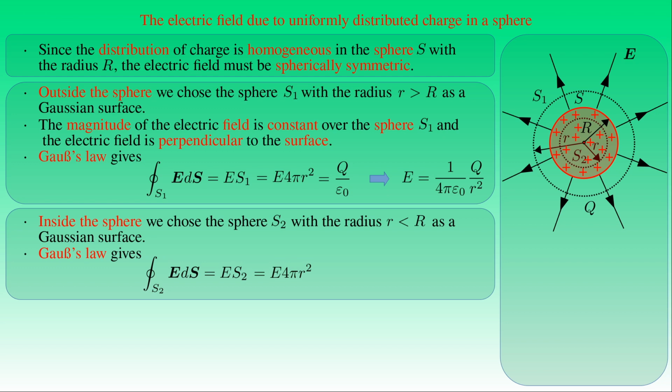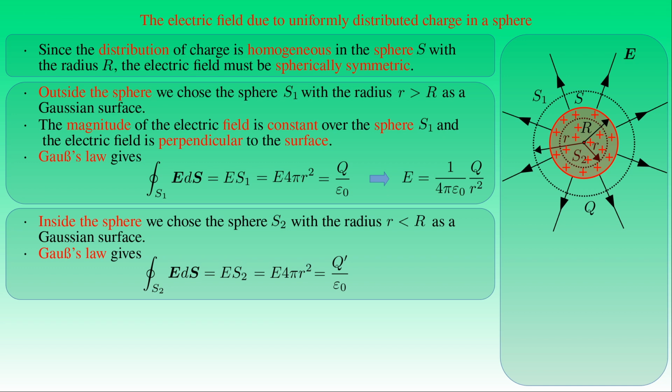Gauss's law states that the surface integral over the sphere S2 is equal to the charge q prime enclosed by the sphere S2 over epsilon naught. Since the charge is uniformly distributed throughout the sphere S, the amount of charge enclosed by the sphere S2 is proportional to its volume. As a result, the charge enclosed by the sphere S2 bears the same proportion to the charge enclosed by the sphere S as the volume of the sphere S2 to the volume of the sphere S.